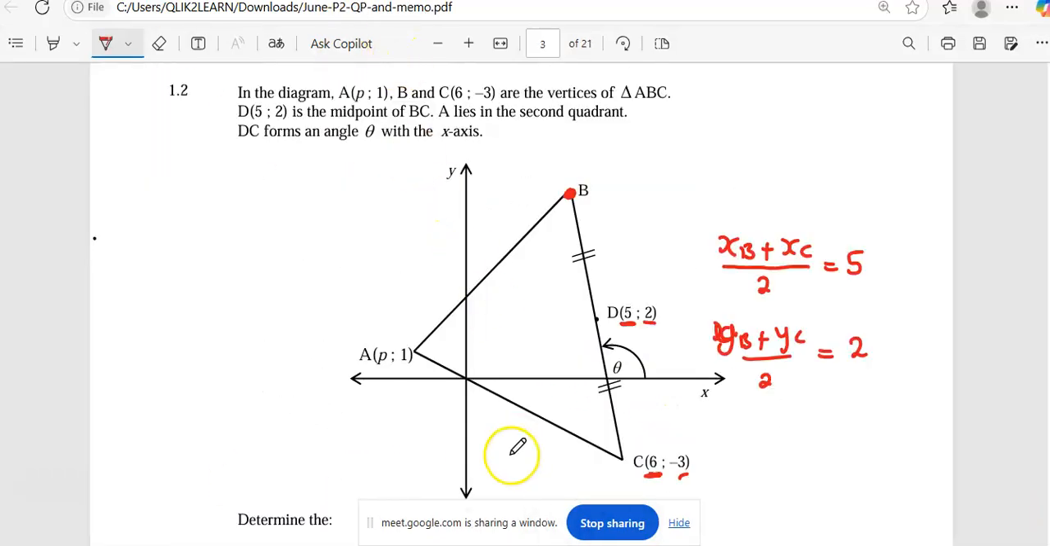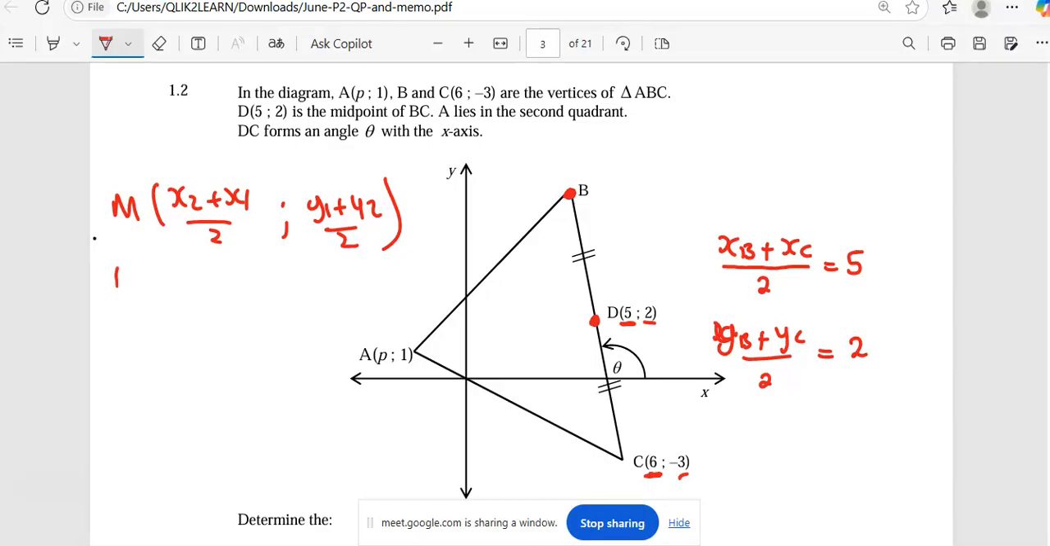Yuhan, remember, how do we find the coordinates of D? Remember they said that D is the midpoint. Let's write down the midpoint formula. The midpoint formula is x1 plus x2 divided by 2, comma, y1 plus y2 divided by 2. This is how we find the coordinates of D. Can you agree with me on that? Yes, sir.